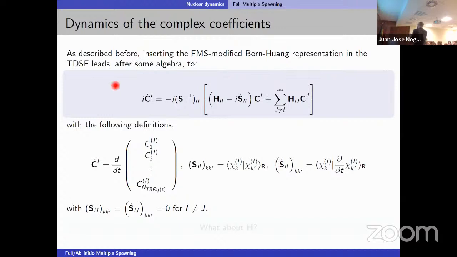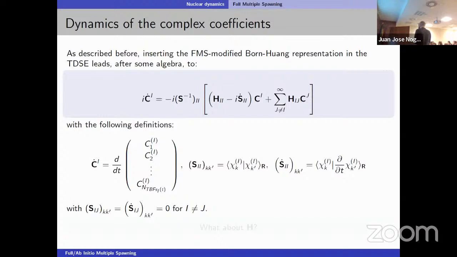What are the components of this equation? The C's that you see here, this is just a vector of all the coefficients that give you the importance of each Gaussian used to express the nuclear wave function in electronic state capital I, okay? So it's just all the coefficients of all the Gaussians that you're using. This S that you see here is the so-called overlap matrix. In other words, it is just how the Gaussian K overlaps with the Gaussian K prime, okay? Of course, if you have a high density of these Gaussians, they will all overlap. If they move away, they will overlap less. This S dot is also an overlap, but now with the time derivative. All these terms arise when you put the Born-Huang representation in the Schrödinger equation and you shake it, right? All these terms appear naturally. You will see them appearing here.